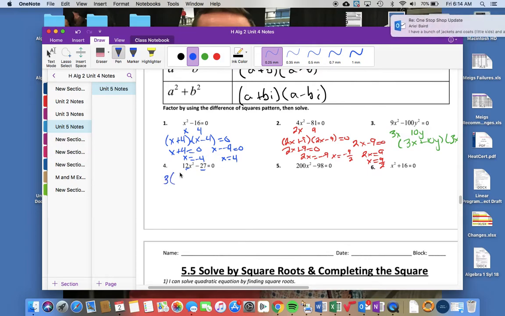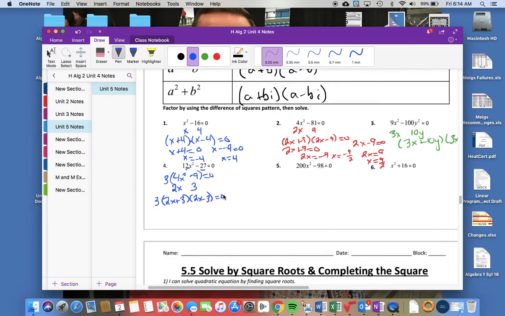Let's factor out a 3. And so I've got 12 divided by 3 is 4x squared. Negative 27 divided by 3 is 9. I'm going to set that equal to 0. Okay. At which point, now if you look at what's in parentheses, now I do have perfect squares, to where the square root of 4x squared is 2x. Square root of 9 is 3. And so my factors is going to be 3 parentheses, because don't forget about the 3 in front. I've got 2x plus 3 multiplied by 2x minus 3. Set that equal to 0.